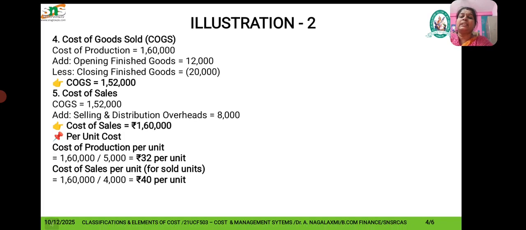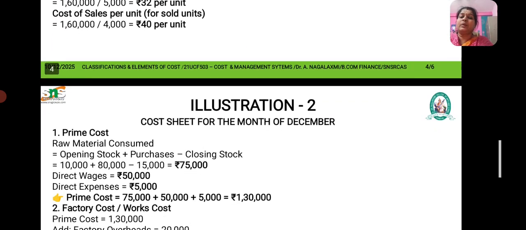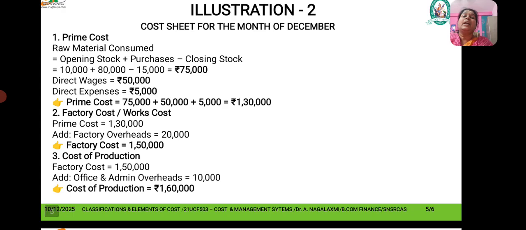First we are going to see the cost sheet for the month of December. First we are supposed to prepare the prime cost. So how will we ascertain the prime cost? Direct material plus direct labor plus direct expenses constitute prime cost.